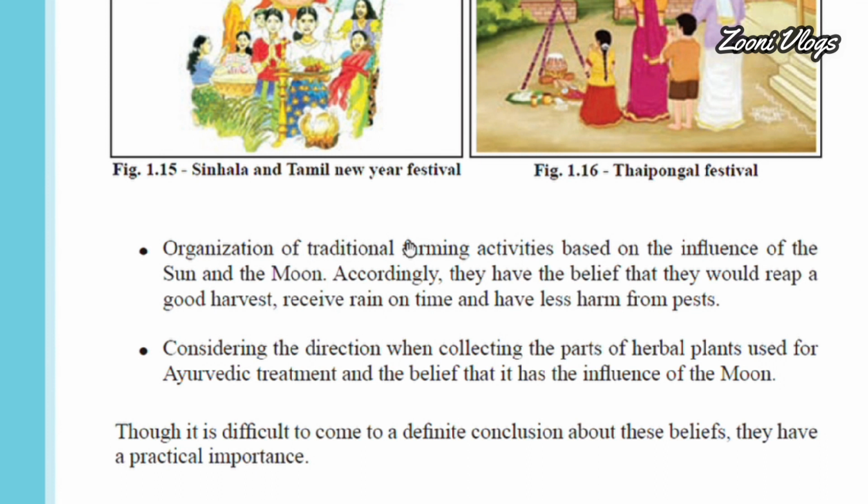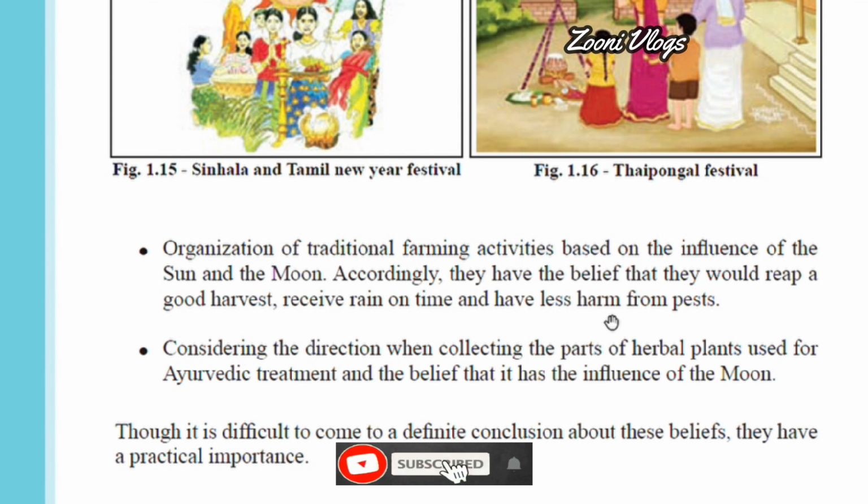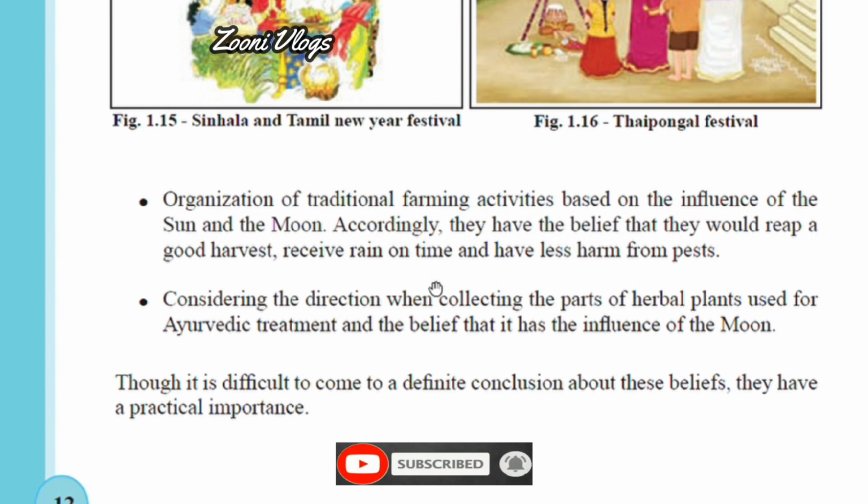Organization of traditional farming activities: not only that, farming activities are also related to the sun. Based on the influence of the sun and the moon, they have the belief that they would reap a good harvest, receive the rain on time and have less harm from pests. So why? Because of the sun and the moon.